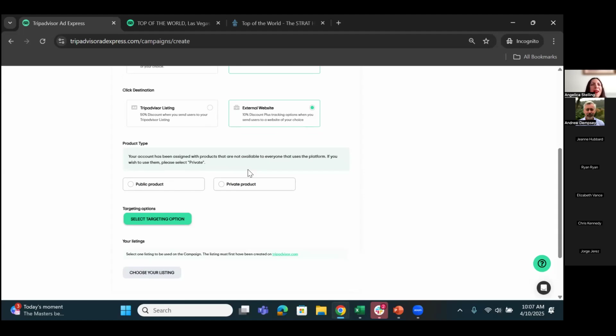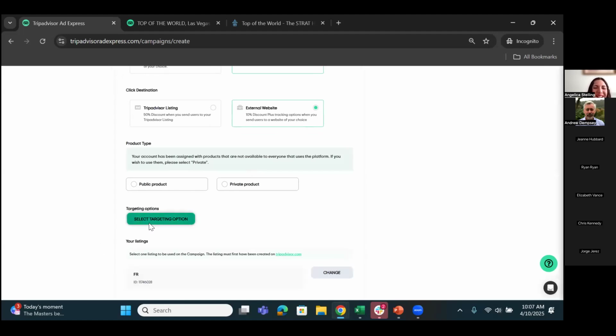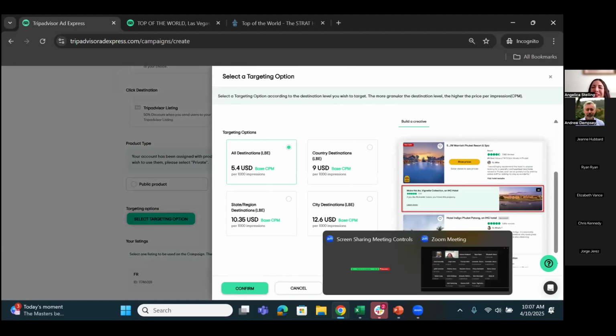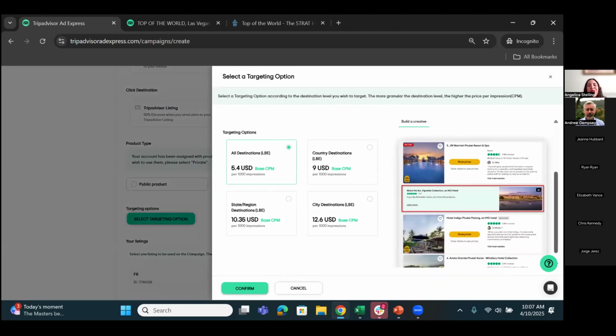So I'm going to click on this. I'm sure you're wondering by now, what does this look like? And this is what it looks like, right? It looks pretty cool. It basically superimposes your Tripadvisor business listing and turns it into the ad itself.